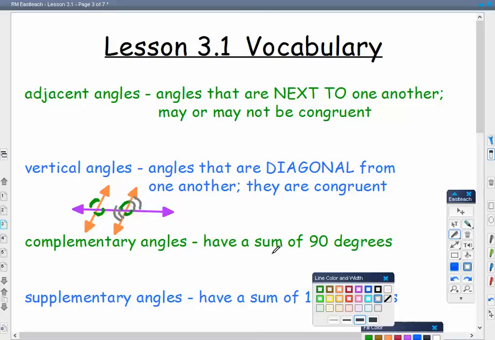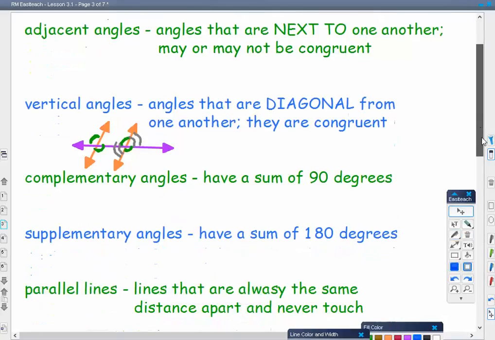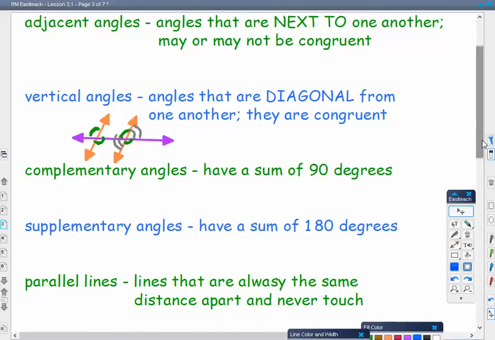Okay? The word complementary is similar to supplementary. It's a similar sort of concept. Complementary angles have a sum of 90 degrees. We're actually not really going to use that in Chapter 3 at all, but I felt like it was important to include that because it's similar to that word supplementary. So complementary angles have a sum of 90 degrees. Supplementary angles have a sum of 180.